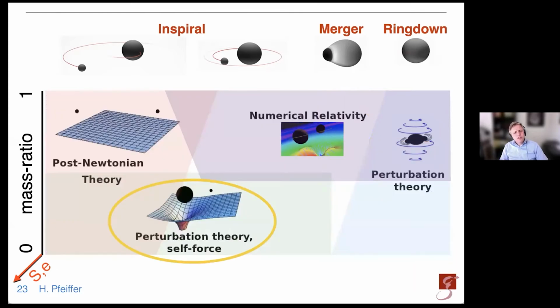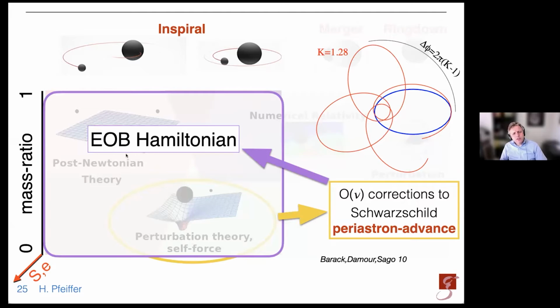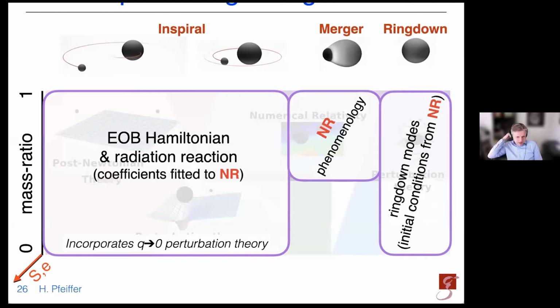Another thing one can do with the EOB models is take information from perturbation theory in mass ratio that has, for instance, computed the first order in mass ratio corrections to the Schwarzschild periastron advance. One can now go back and check the EOB Hamiltonian and make sure that all these terms that are linear in mass ratio are such that they reproduce precisely the periastron advance. This can be used to fix more terms in the EOB Hamiltonian and just illustrates how you can use information from various sources. And so at the end of the day, this type of picture emerges. For the inspiral, you have this beautiful EOB Hamiltonian with many coefficients fitted to numerical relativity and perturbation theory.